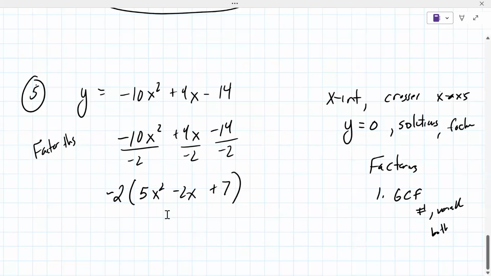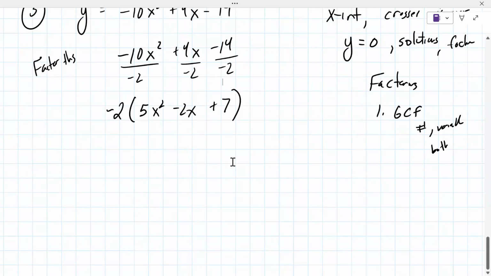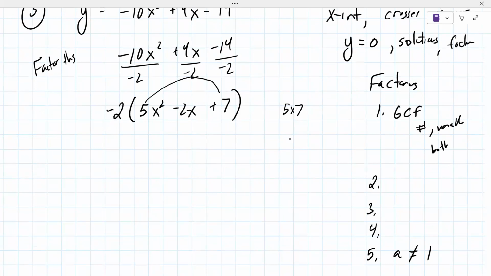All right. Now there's a whole list of factoring here, like one or two is maybe difference of squares, and three is perfect square trinomials, and then five is what I call a not equal to one. It's when this leading coefficient here, five, is not one. And so the way to work these problems is you have to multiply the first number and the last number, 5 times 7, which is 35. And you're looking for two numbers that multiply to 35, but add to -2, which is impossible.